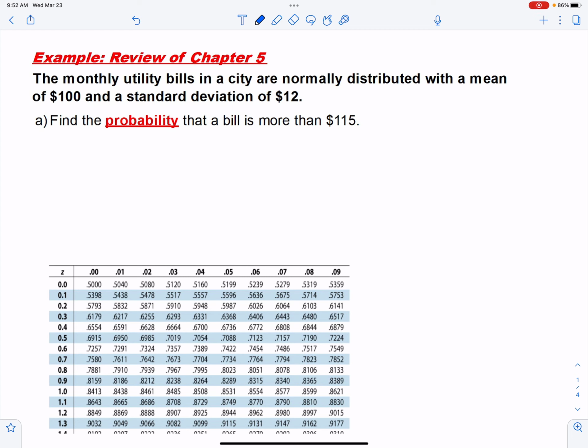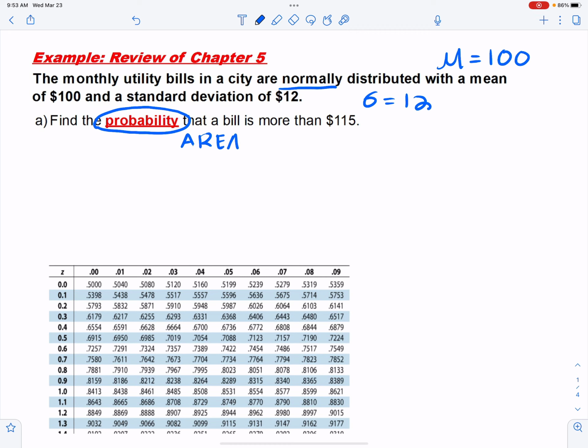Okay, so notice in part A here, we're looking at a normal distribution, a bell-shaped curve. These are always defined in terms of their mean and standard deviation. So I'm going to make a note for myself here. The mean is 100. The standard deviation of the bill amounts is 12. And I'm going to note that this question is asking me to find a probability. Probability means I need to find the area under the curve.